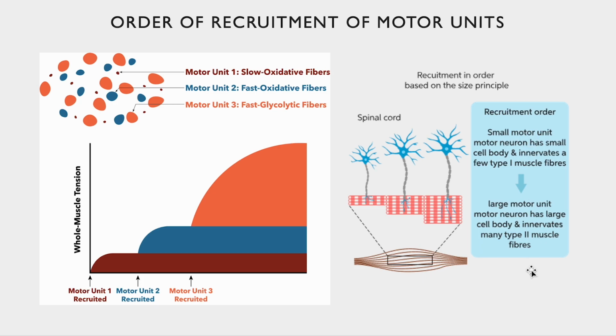The order is represented here in the same way, but simply with text. Small motor units are small. They innervate a few type 1 muscle fibers, while larger motor units contain more and larger cell bodies and innervate type 2 muscle fibers, type 2A and type 2B, which are the ones that contain a mixture of glycolytic and oxidative fibers, or only glycolytic fibers.